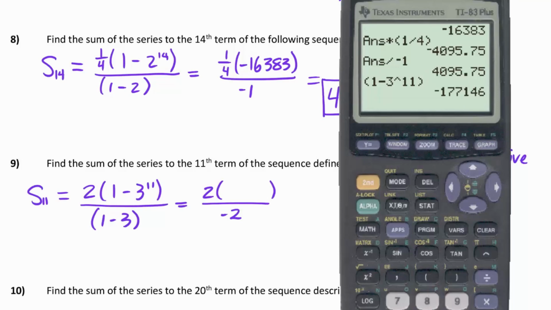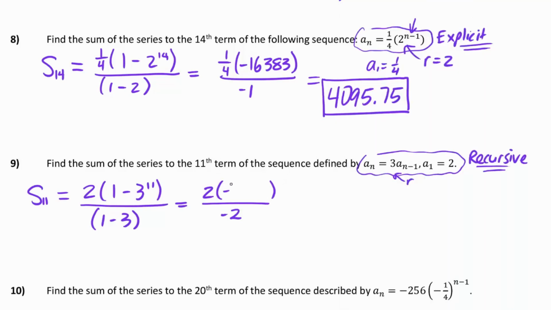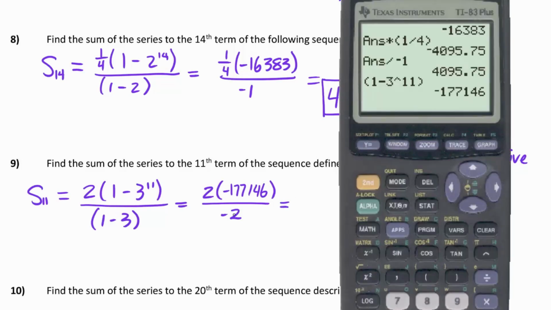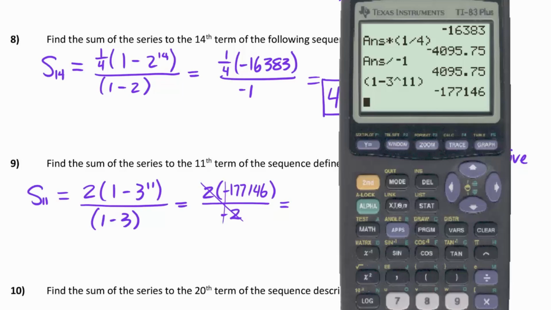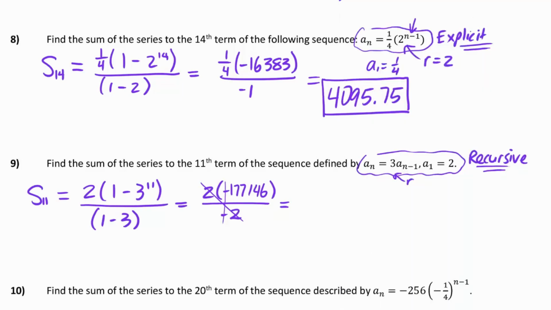I get negative 177,146. And what's kind of interesting about this situation, the 2 and the negative 2 that are out in front are going to cancel, and then actually the negative and the negative cancel as well. And so I'm just left with the positive version of that number.